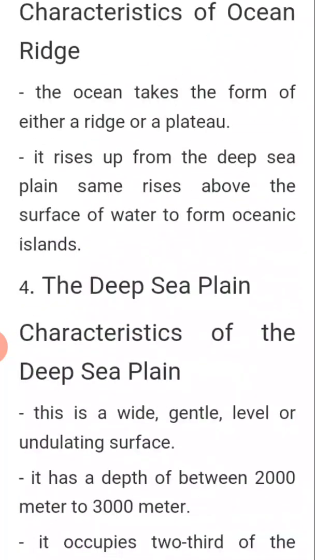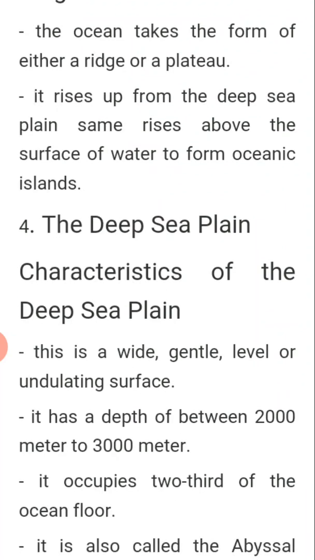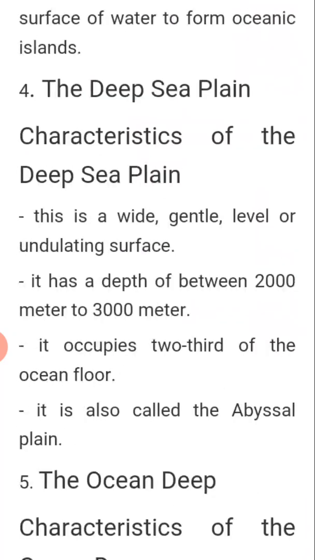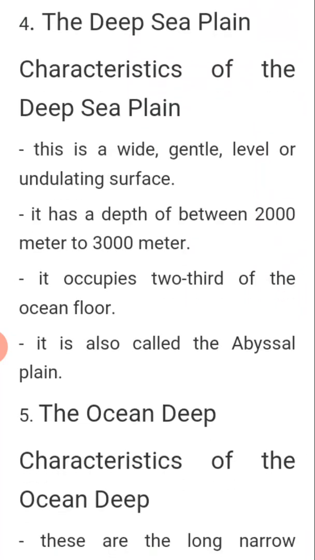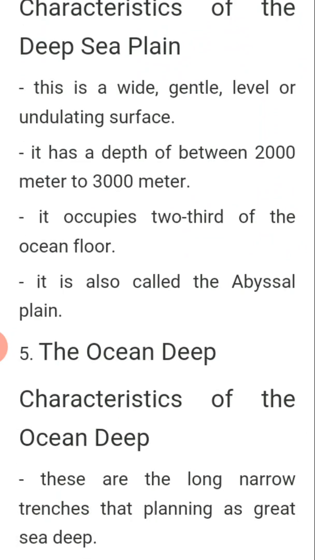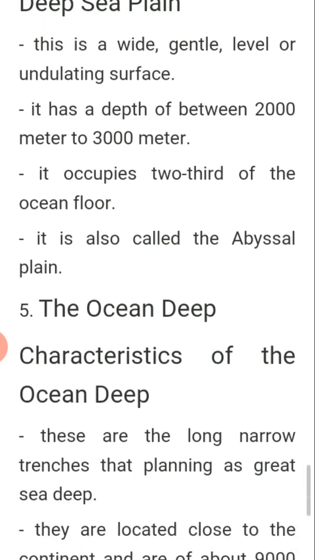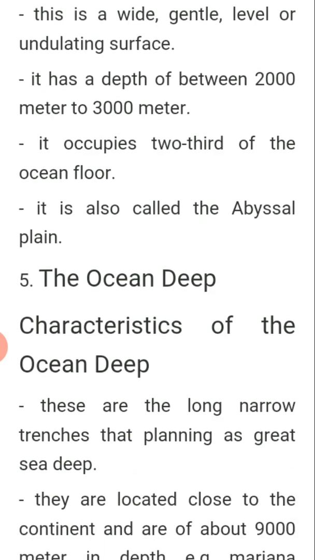The ocean ridge. Characteristics of the ocean ridge. The ocean ridge takes the form of either a ridge or a plateau. It rises up from the deep sea plain. Some rise above the surface of water to form oceanic islands. The deep sea plain. Characteristics of the deep sea plain. This is a wide, gentle, level, undulating surface. It has a depth of about 2,000 to 3,000 meters. It occupies 2/3 of the ocean floor. It is also called the abyssal plain.